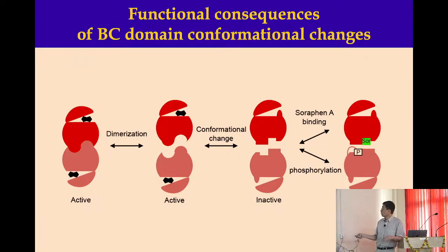And what soraphen A does is it binds to this state and stabilizes it. Similarly, phosphorylation at the N-terminus of the BC domain also binds here to stabilize it. So that's how they stabilize it. That's how soraphen A and phosphorylation inhibit the enzyme, by stabilizing this inactive monomeric state of the enzyme. So having the structure of the holoenzyme allows us to understand how soraphen A works at the molecular level. Basically, the active conformation is converted to the inactive conformation. Okay?